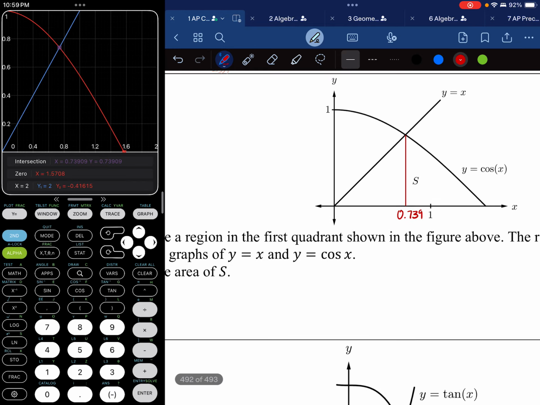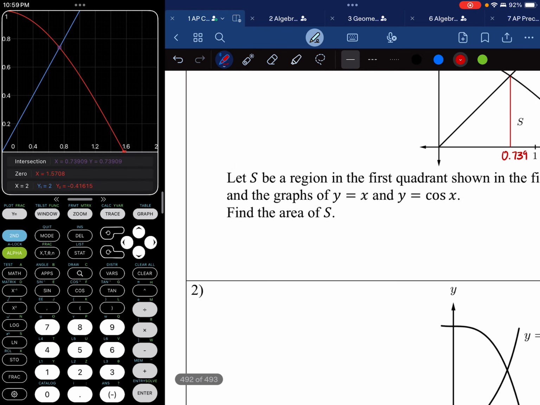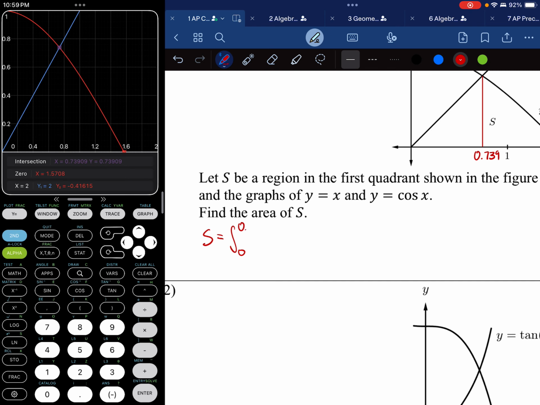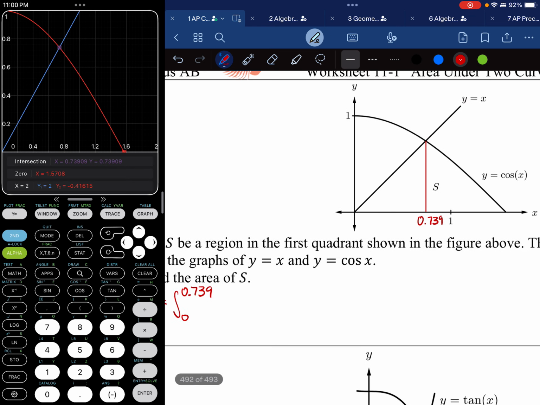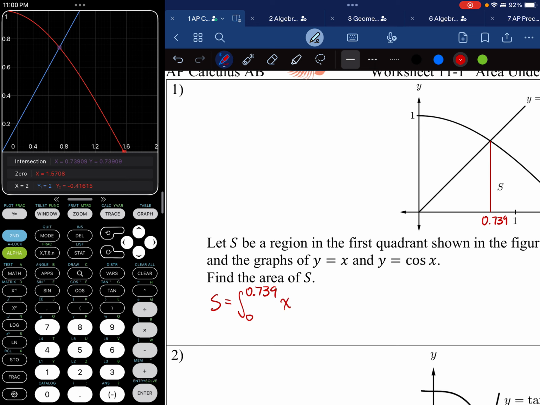always going to be doing the integral of the left plus the integral of the right. So S is going to be equal to the integral of the left, which is the integral between 0 and that suspect point, 0.739, of my left function. This left function is this one right here, which corresponds to y equals x. I'm just going to write in an x, dx, if I'm being formal about that.